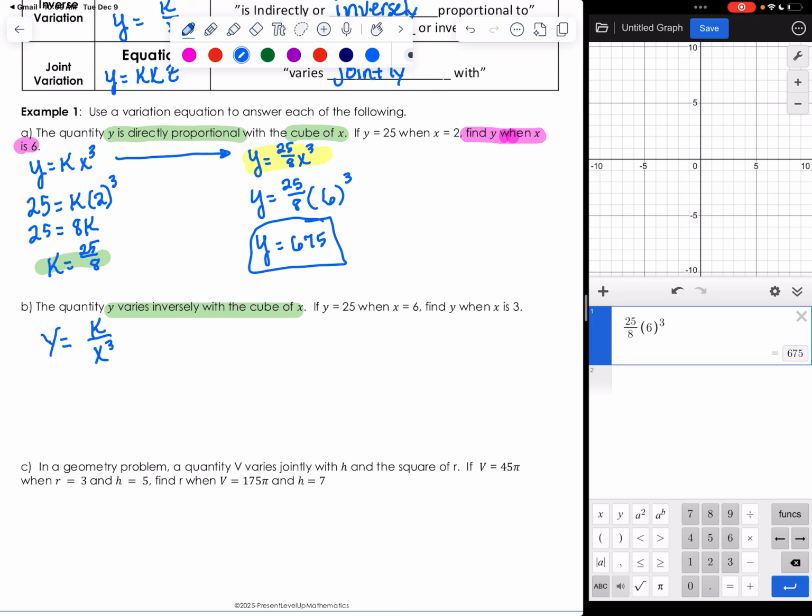Now, our given information here is that y equals 25 when x is 6. So I'm going to put a 25 for the y and a 6 for the x. Now, to solve for k, I'm going to have to multiply both sides by 6 cubed.